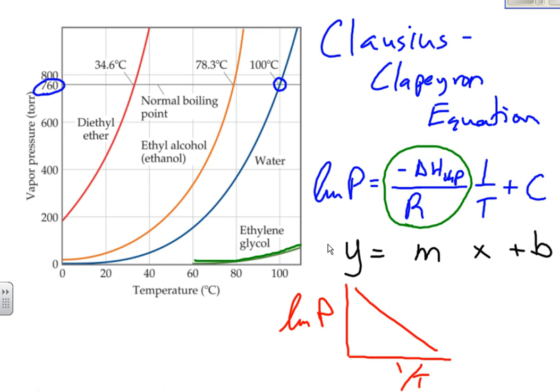Boiling will occur when the vapor pressure is equal to or greater than the atmospheric pressure. Right? So water at sea level will boil at 100 degrees Celsius because the vapor pressure at 100 degrees Celsius is 760 millimeters of mercury. If the pressure happens to be higher than that, water is going to have to go to a higher temperature in order to boil.